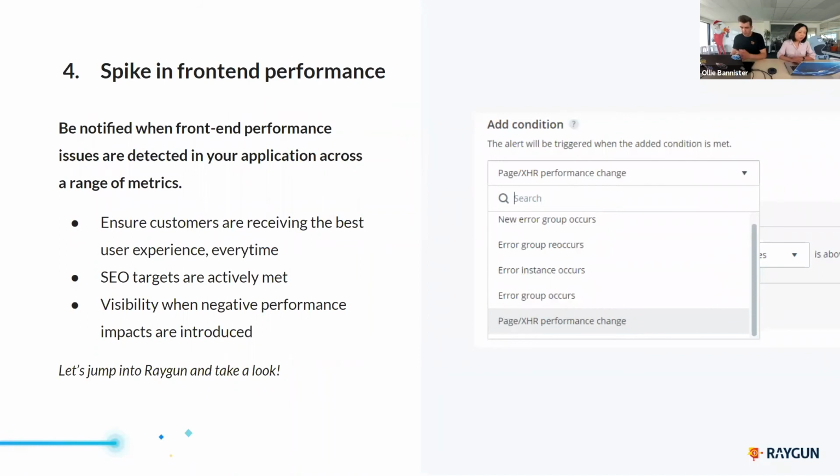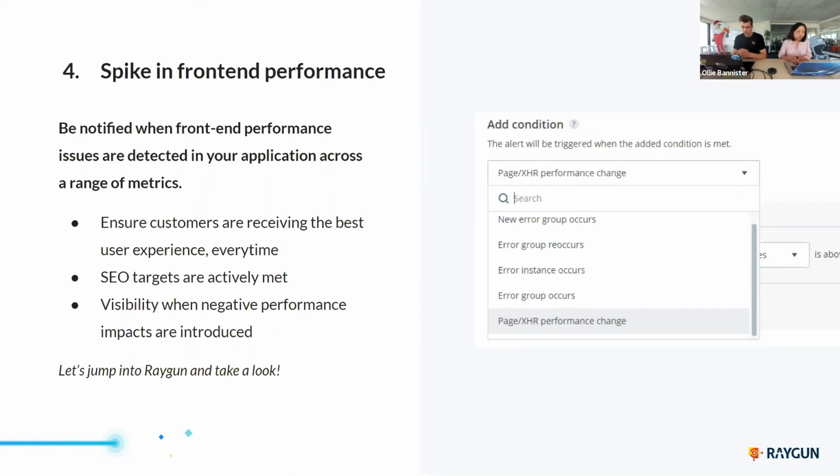For our final alert today, we're going to take a look at the page or XHR performance change condition. Software problems come in all shapes and sizes. You can use this alert to notify you when front-end performance issues are detected in your application by setting average thresholds on a range of metrics that are important to you.